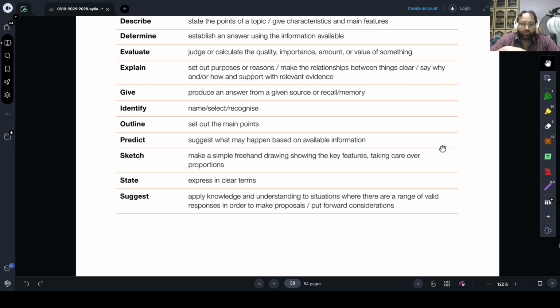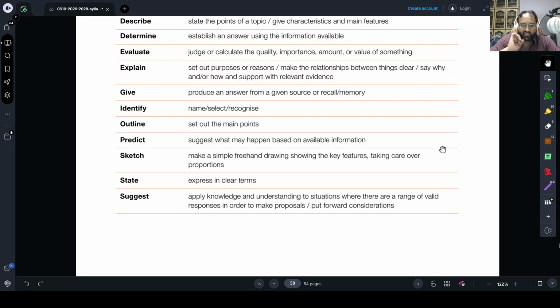Explain. So you make the relationship between things clear, say why or how. You need to give evidence to support your reasoning. Give: when they're asking you something like give, you just need to reproduce something from memory. They're going to ask for the reason why this is, and you need to recall that concept, this is the reason that they gave in the textbook, and you write down that reason. Identify, so you select something, you recognize something from the information, you name something. Outline, you give the main points. Predict, is suggesting something based on the information available.